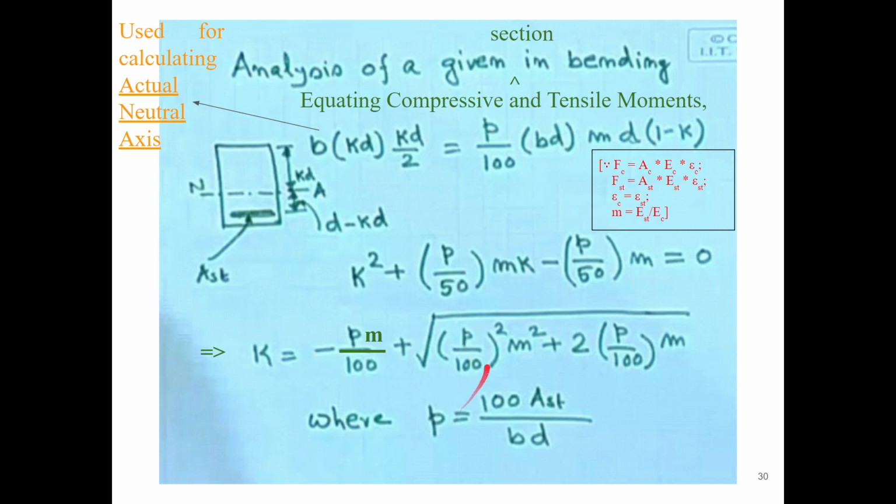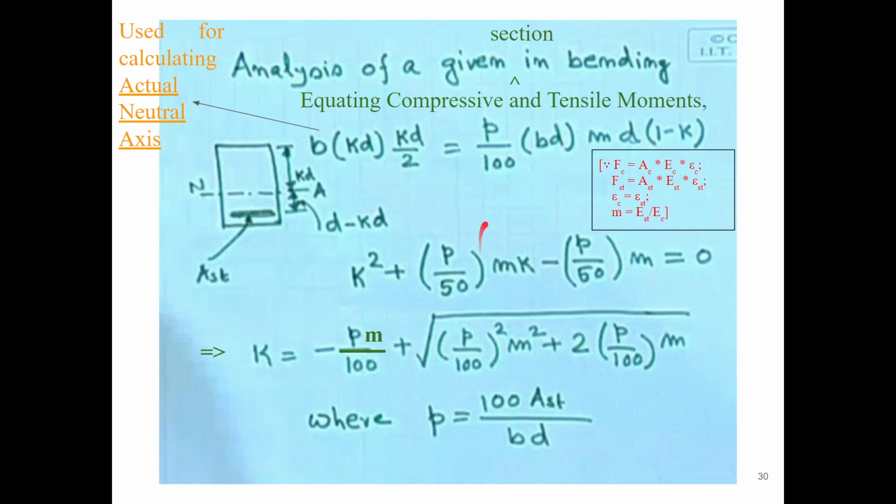Solving this using the Sridharacharya formula, we get K is equal to minus Pm by 100 plus square root of (P by 100) whole square into M square plus 2 into P by 100 into M. So solving the quadratic equation, we get K is this, that is minus B plus minus square root of B square minus 4AC by twice A. This K can be minus, so we only take the positive value. Here P is equal to 100 AST by BD. So this is the whole derivation.